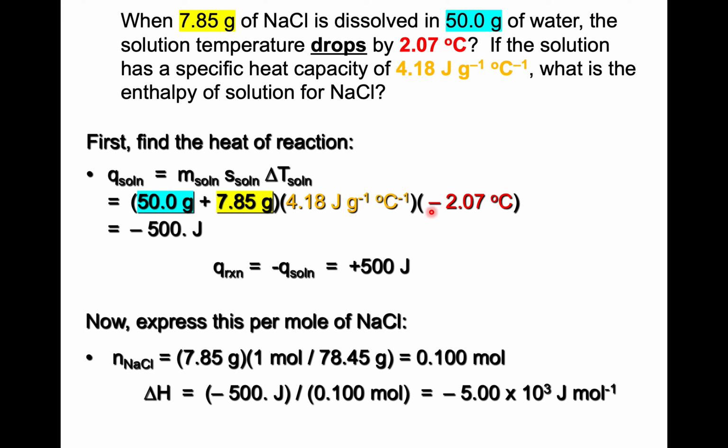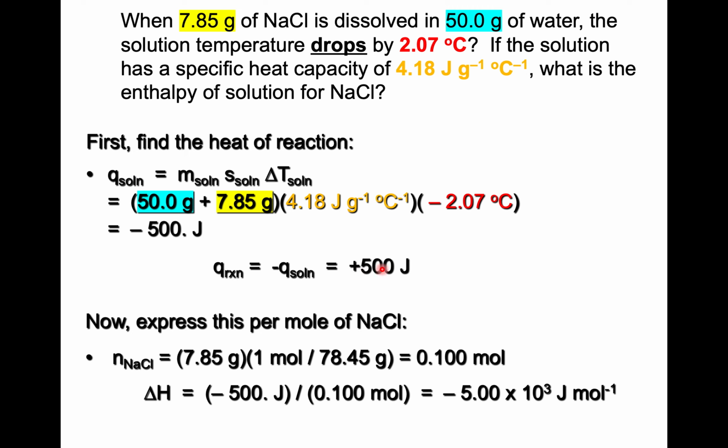So I need a minus. The temperature went from high to low, so final was lower than initial. And so I have a negative sign here, minus 2.07. I put all that in. I get about 500 joules as the enthalpy of reaction here, or enthalpy of solution. I get about 500 joules.